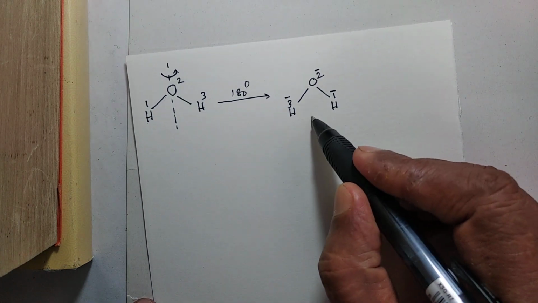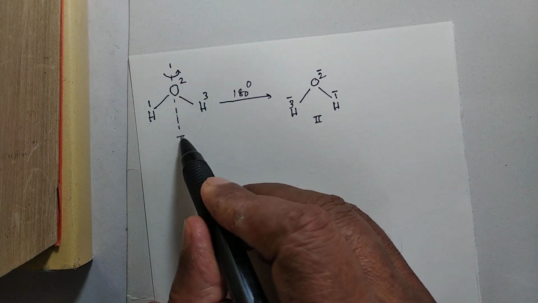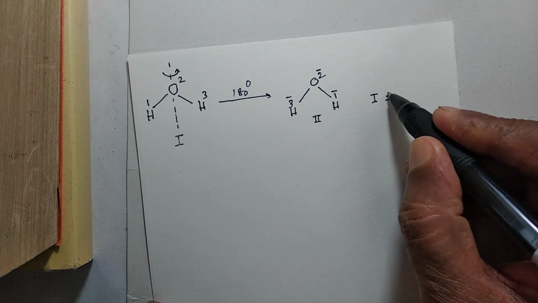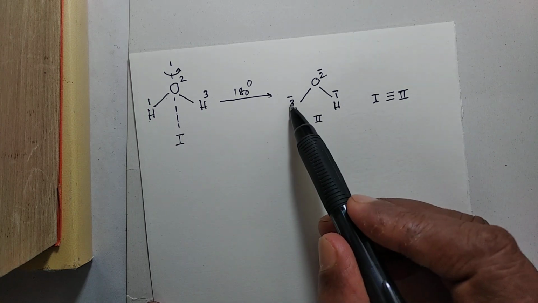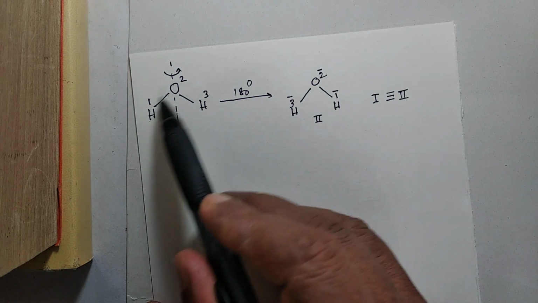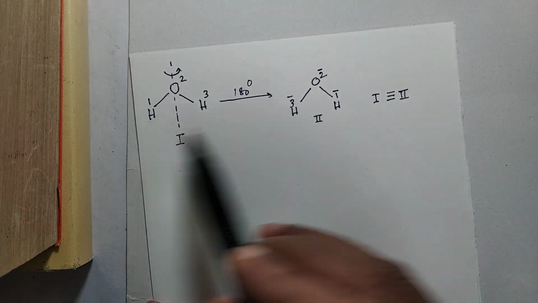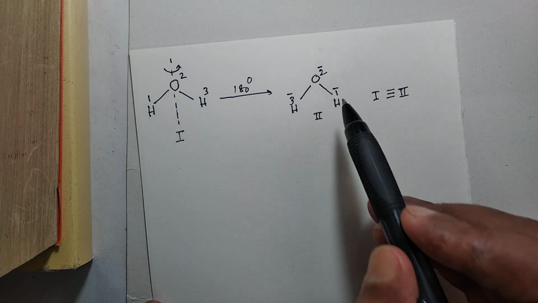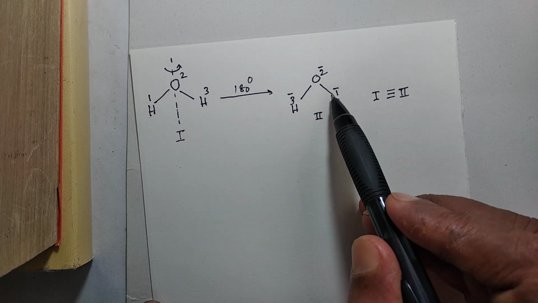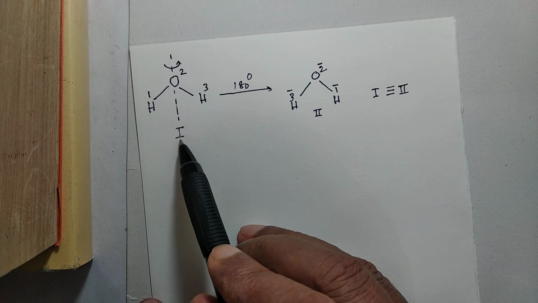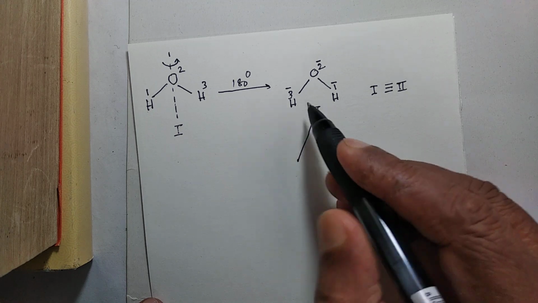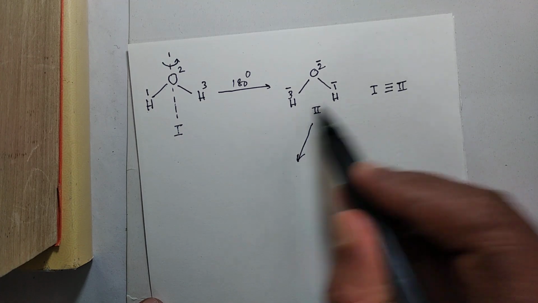Now if you call this configuration 2 and this one is 1, then 1 and 2 are equivalent, because if you ignore these labels, then this arrangement of atoms and this arrangement of atoms cannot be distinguished. Only with the aid of these labels we can distinguish them. Otherwise they are the same. This is why the configurations 1 and 2 are called equivalent. But they are not necessarily the same. They are equivalent but not the same.